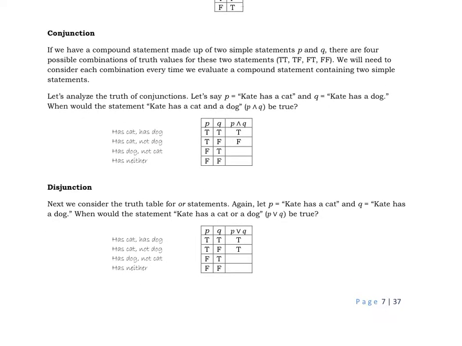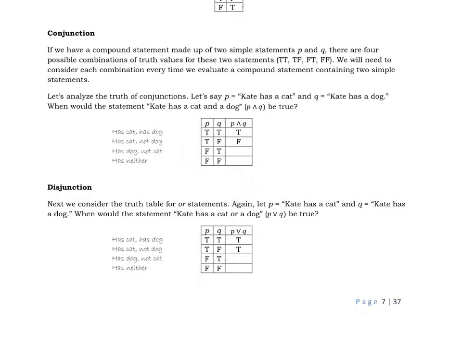All right. Now let's look at a conjunction. Okay. All of the possible statements, so we've got two statements. In our case, I picked out P is going to be Kate has a cat, and Q is going to be Kate has a dog. All right. So when would the statement Kate has a cat and a dog be true?